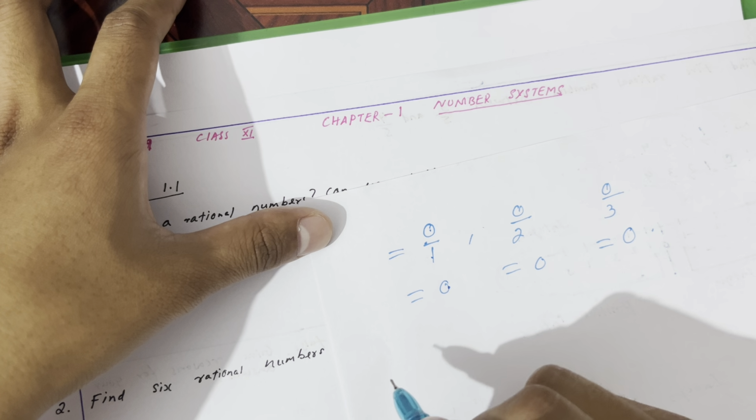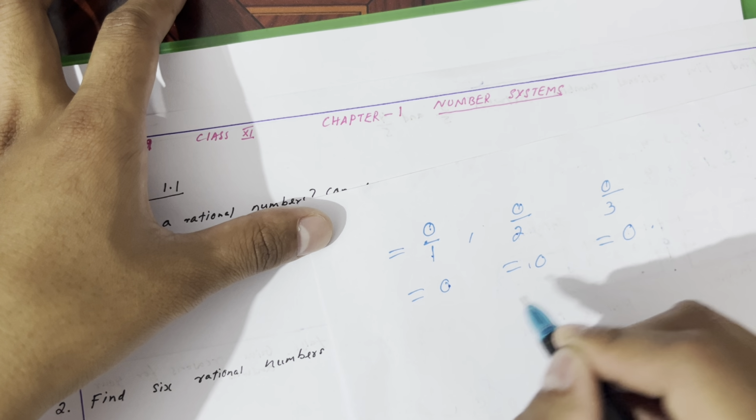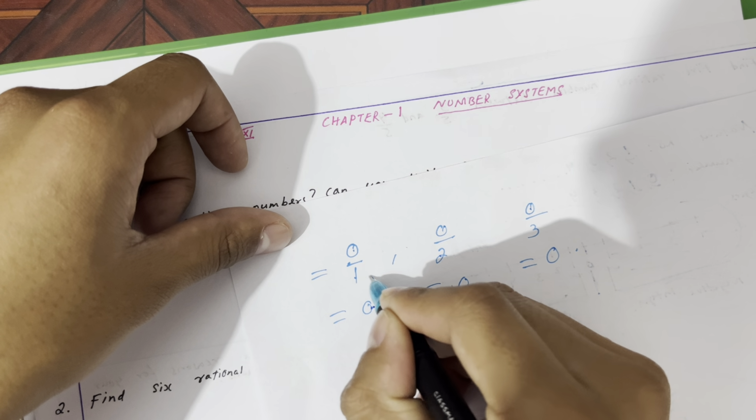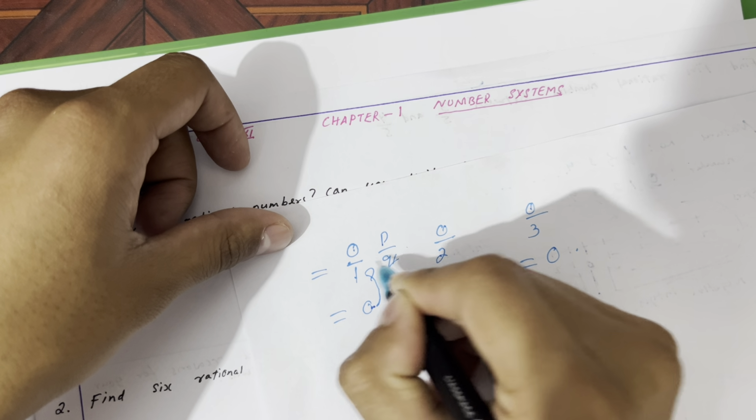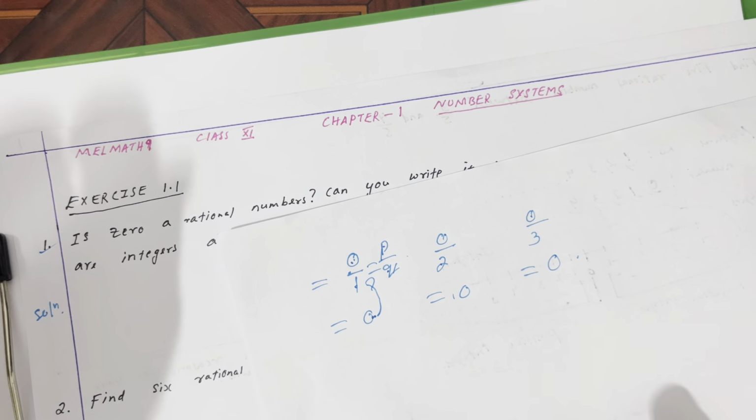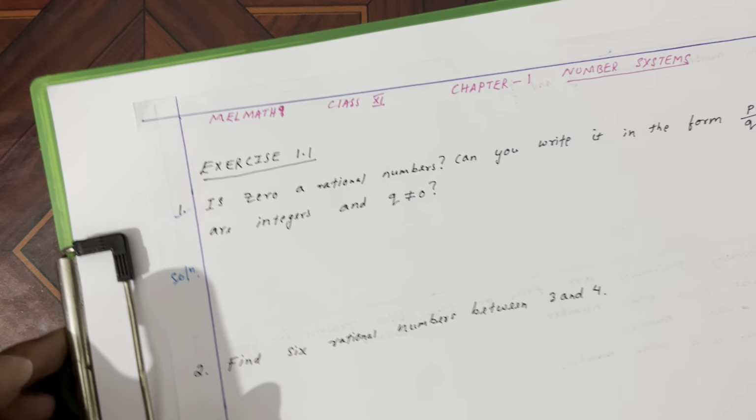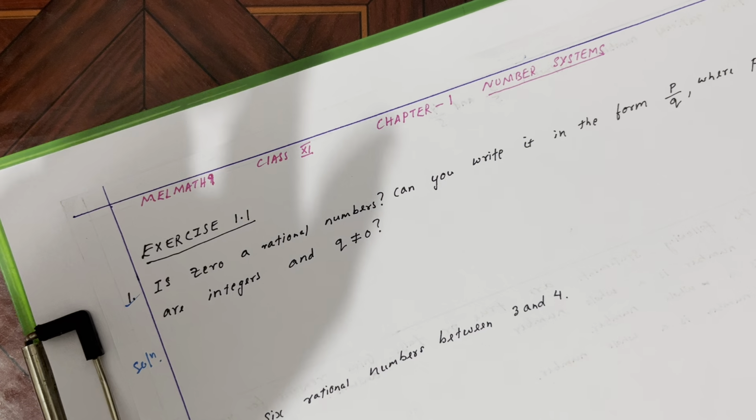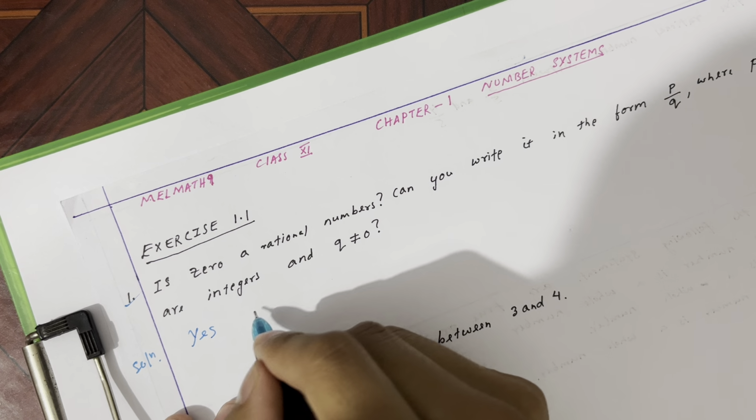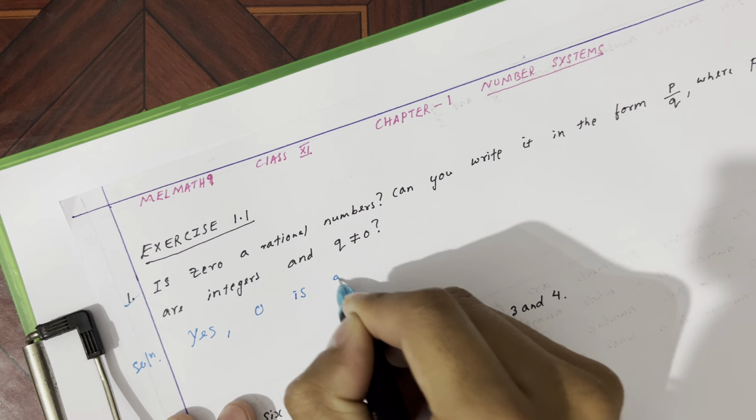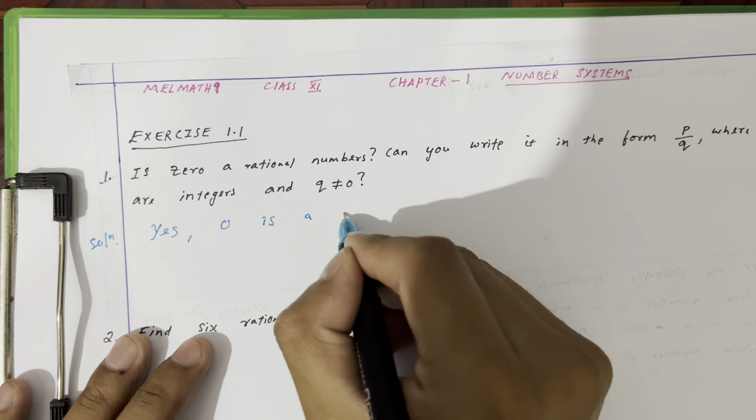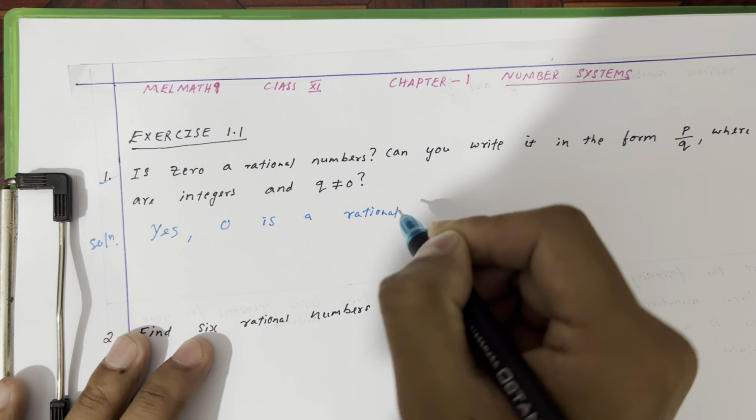Now what do we get from here? 0 equals 0 by 1, which is 0 only, 0 by 2 is 0 only, 0 by 3 is 0 only, which means 0 can be written in the form p by q. What is p here? 0, and q here is 1. So the question you solved first: is 0 a rational number? You write here: yes, 0 is a rational number.